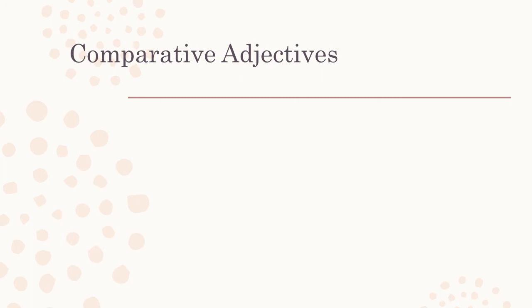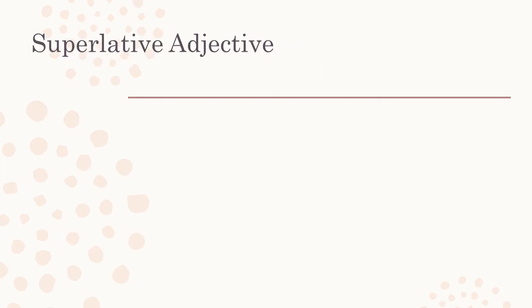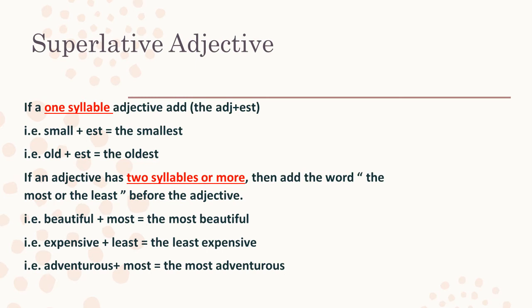Next, superlative adjectives. We use the superlative adjective to compare more than two things to each other. Like when I say small, it's going to be smallest, the smallest. For example, when I say this pencil is the smallest, let's imagine that I have 3 pencils and one of them is the smallest, so I will say that. Old, it's going to be oldest, the oldest.